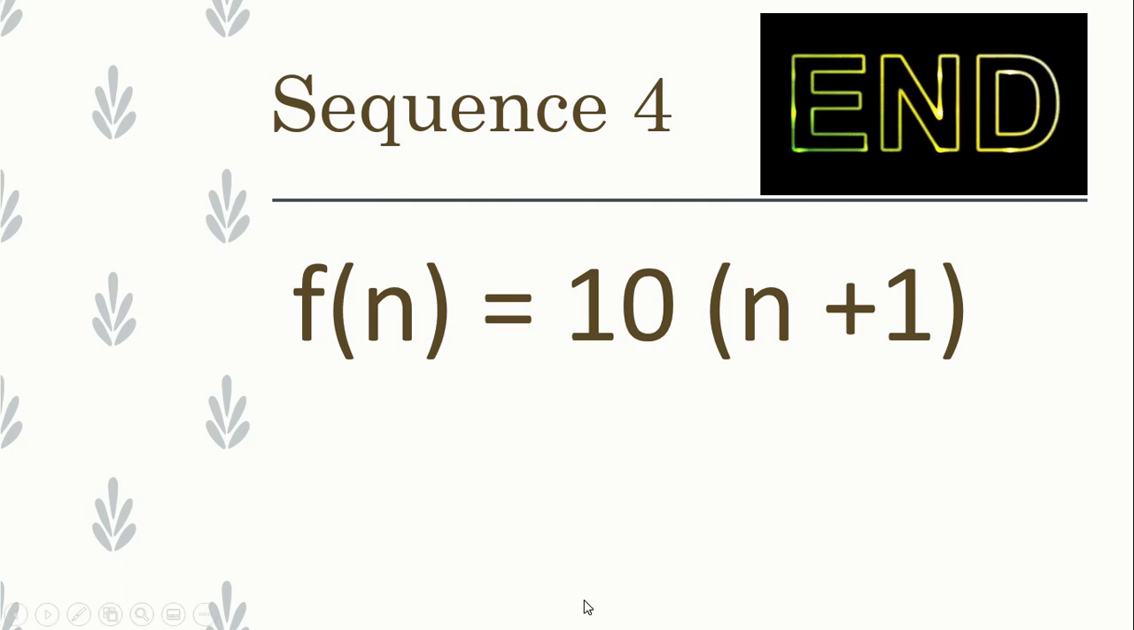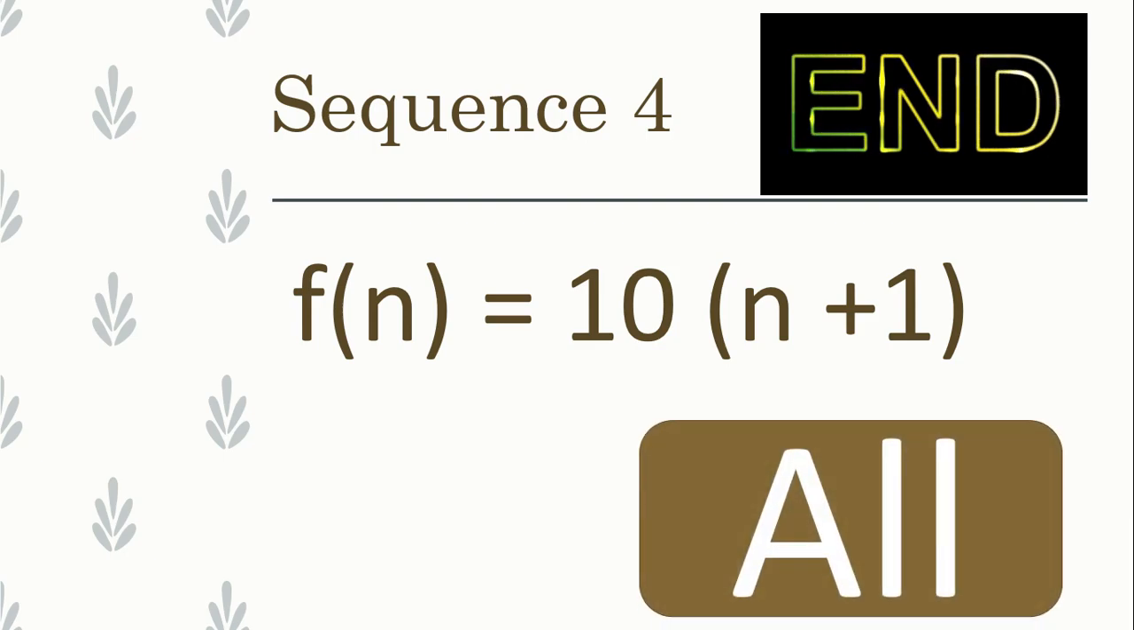Time's up. Let's now check your answer. The answer is all. Obviously, all of the terms generated by this rule are divisible by 5 because of the factor 10. 10 is divisible by 5.